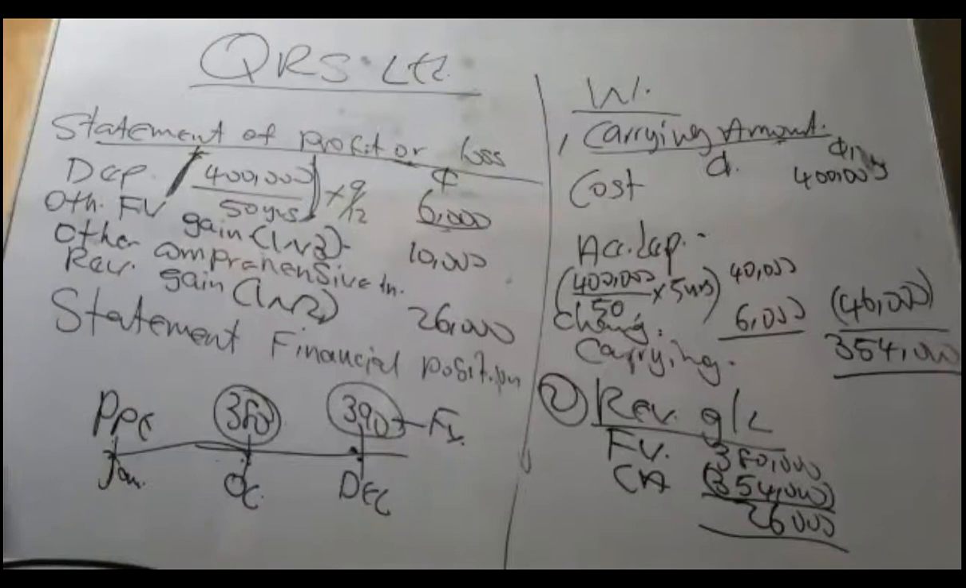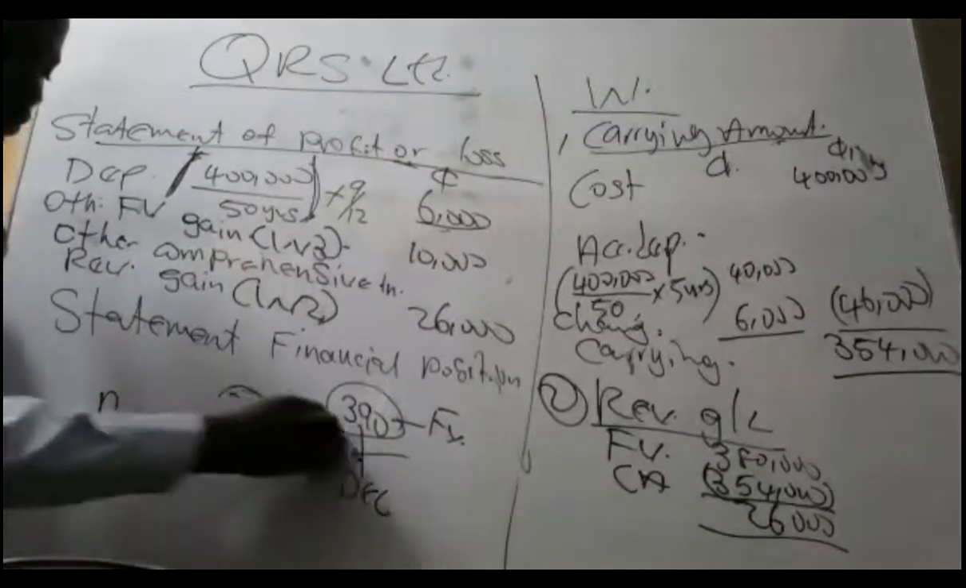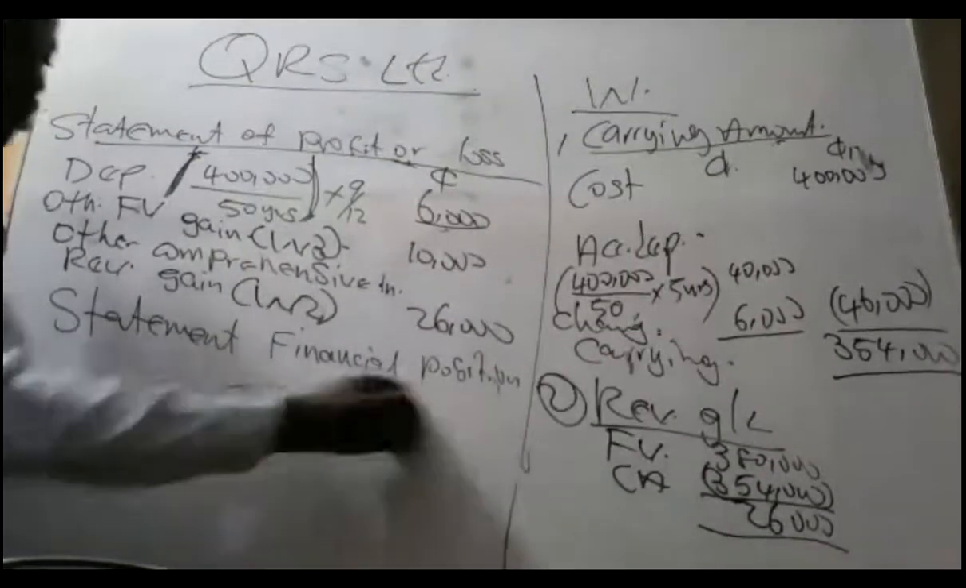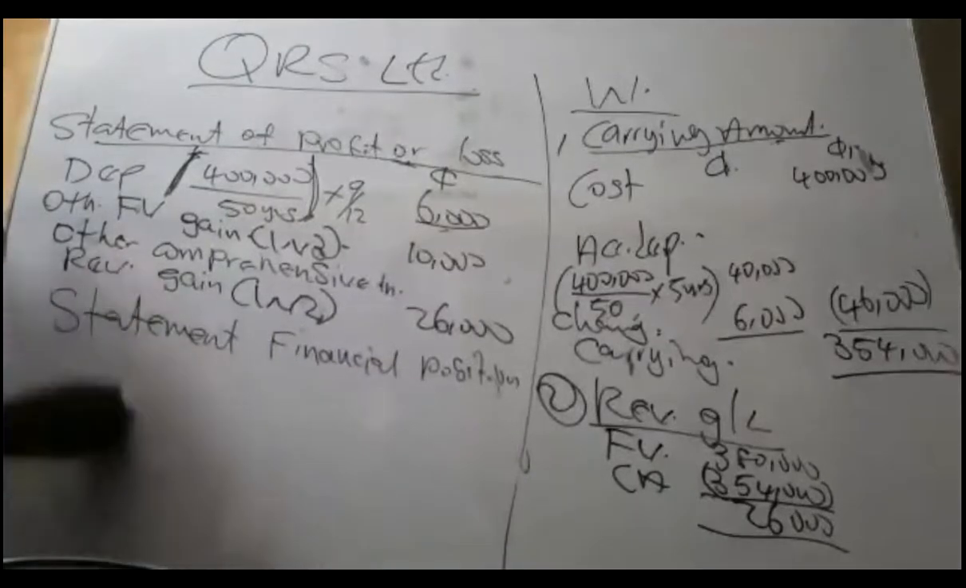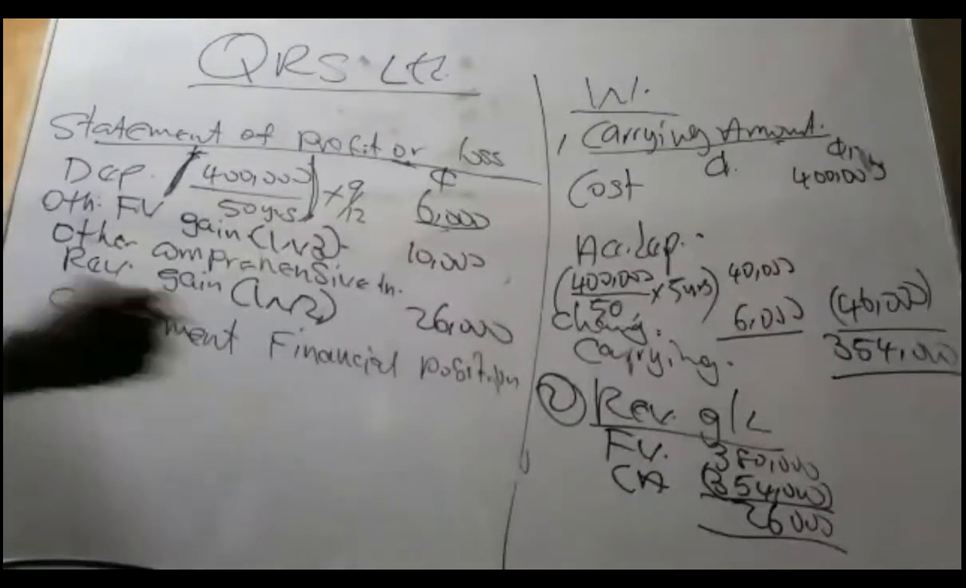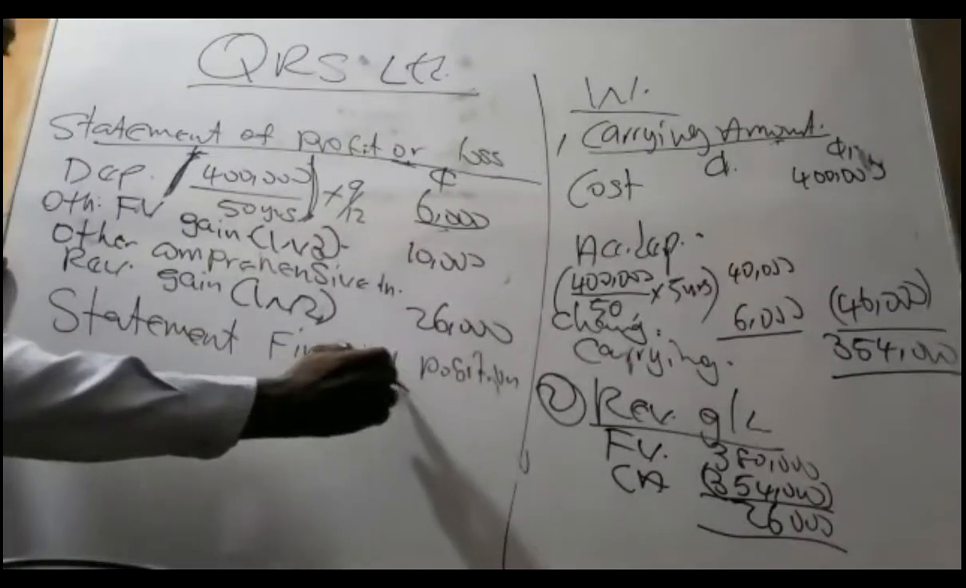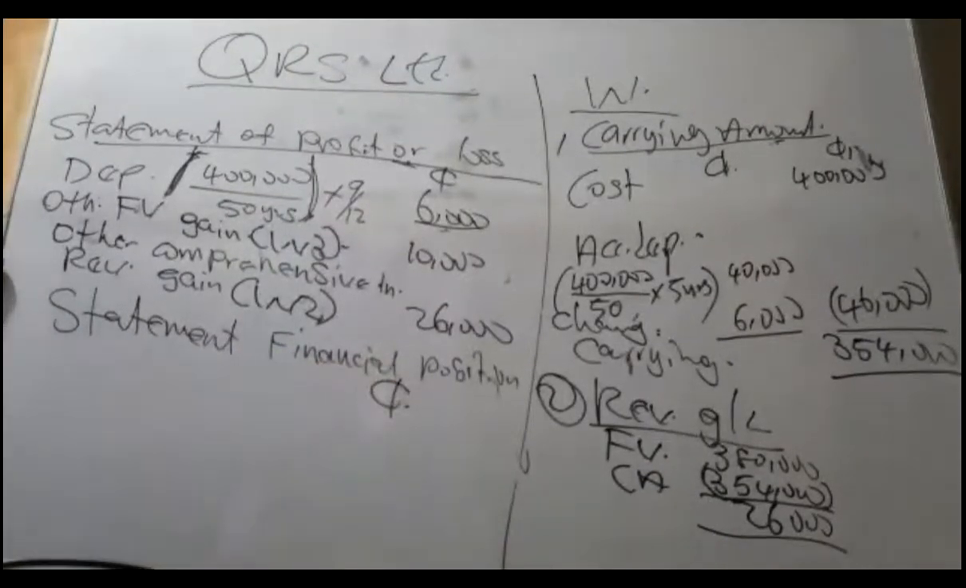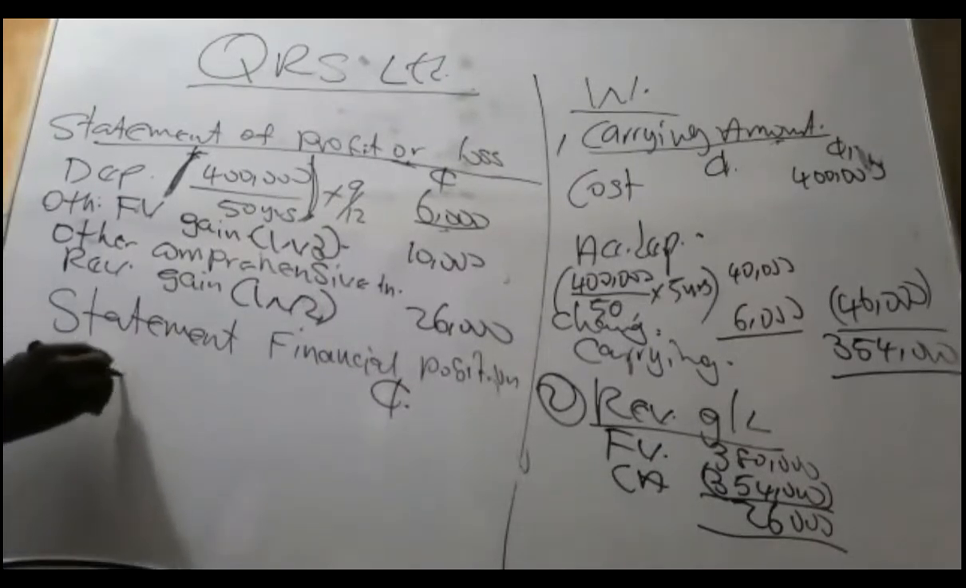So, in the financial position, what goes there? Summary. Let's summarize all what we have here. First, the asset value must be reflected in the financial position. So, first, we'll call it investment property.